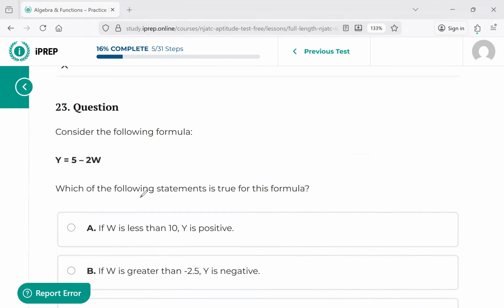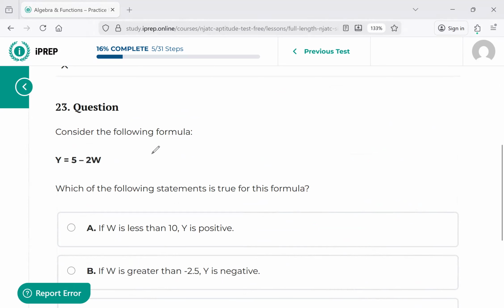Consider the following formula: y equals 5 minus 2d. Which of the following is true? Number 23 is definitely a linear equation, right? And I think this one is best to graph on a Cartesian plane. I don't think it's best to just plug in values, because sometimes when you plug in values, it could be partially true, so I'm not really sure.